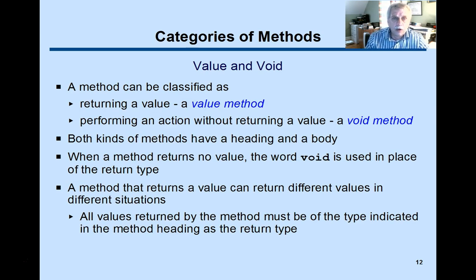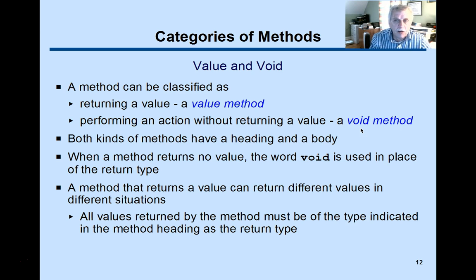Value methods and void methods. The value methods are more formally called value returning methods. They will have a return type, something other than the word void, indicating the type of value to be returned when the method completes its execution. If the method is not to communicate or convey any data or information back to the caller, we use the void keyword, hence this kind of a method would be called a void method.